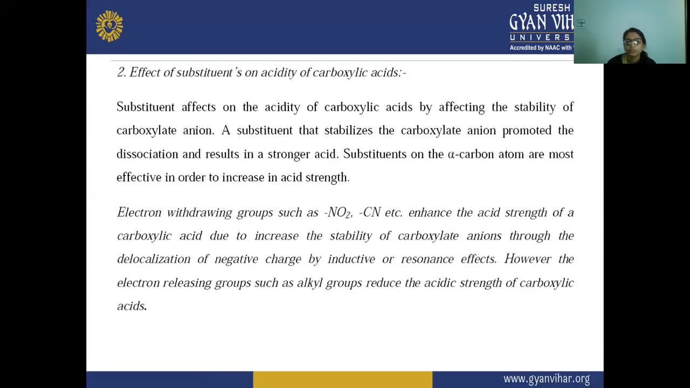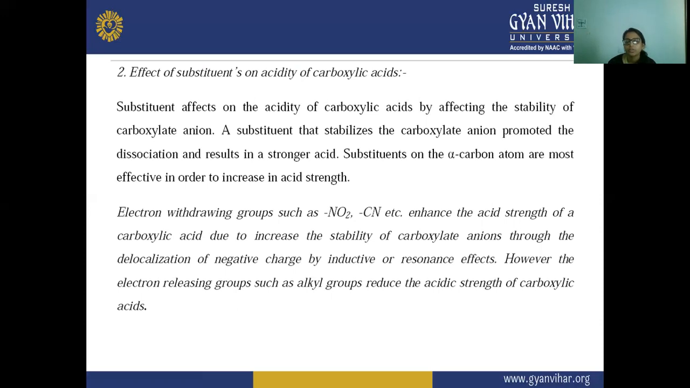Next is the effect of substituents on the acidity of carboxylic acid. Means if a substituent is attached to the carboxylic acid, then what will be the acidity of the carboxylic acid? They can affect it by affecting the stability of the carboxylate anion, and a substituent that stabilizes the carboxylate anion promotes dissociation and results in a stronger acid.